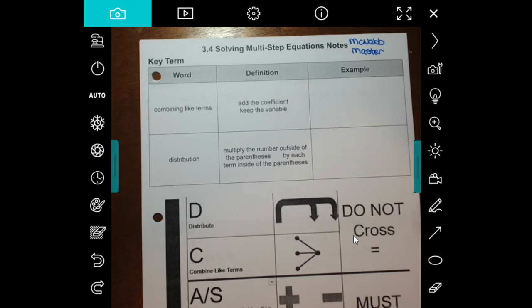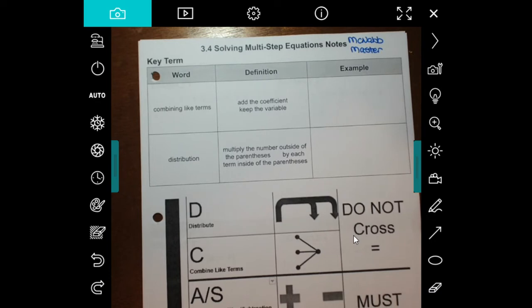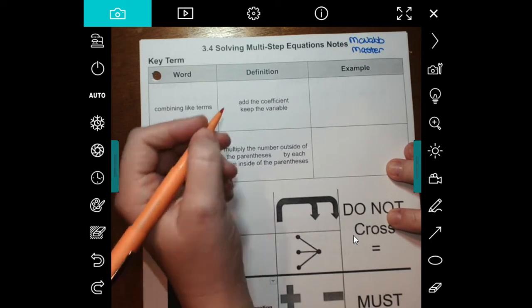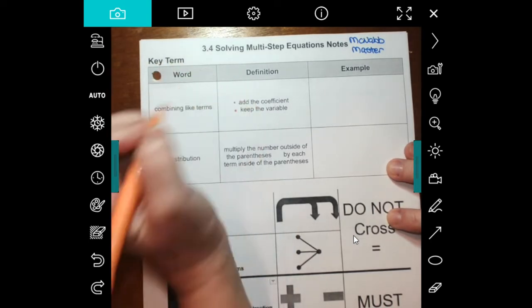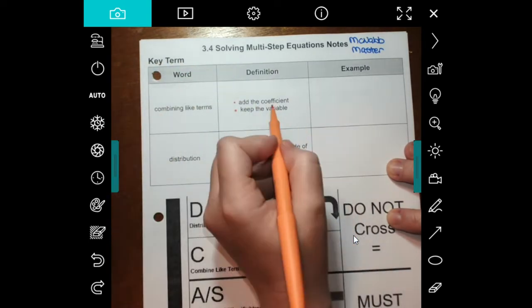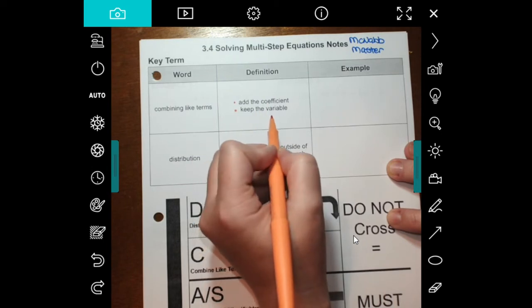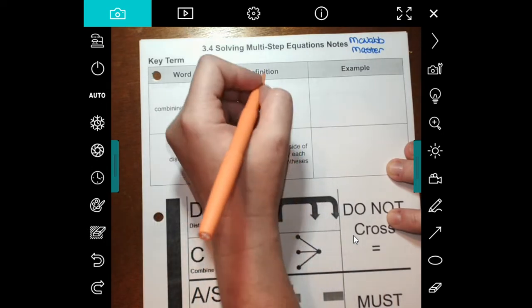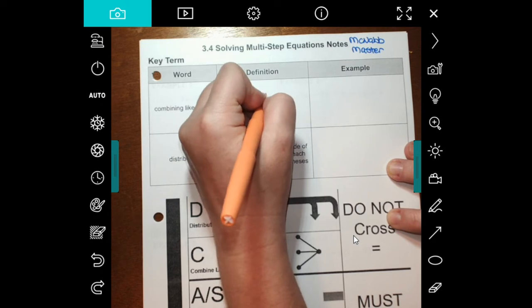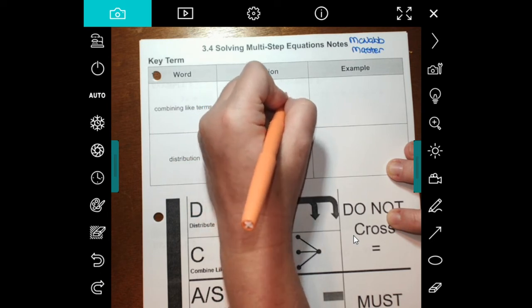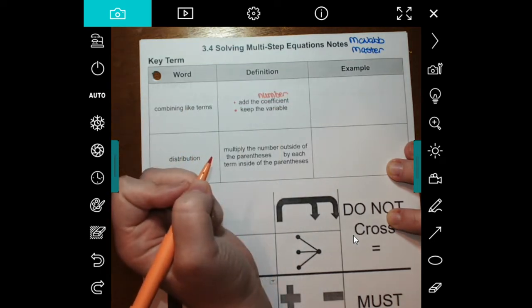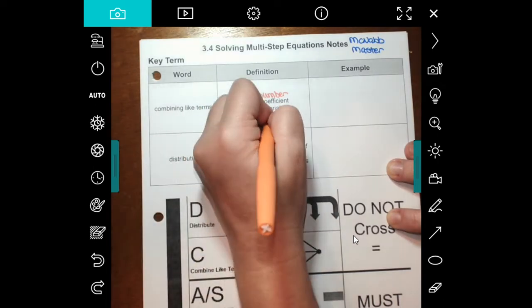So first up, we need to talk about combining like terms. These two parts should be a quick review, but we are going to go over them just in case. So combining like terms, you've got two steps. You're going to add the coefficients, and then you're going to keep the variables. When you're adding coefficients, you're looking at the numbers. And when you're keeping the variable, you're looking at the letters.